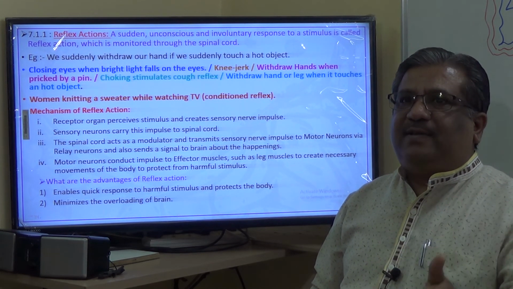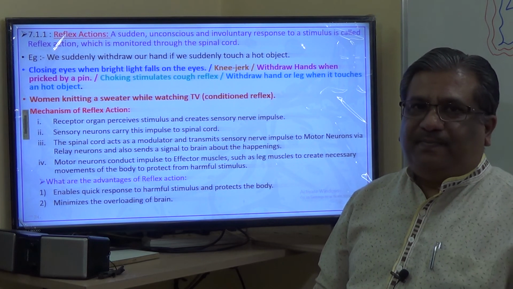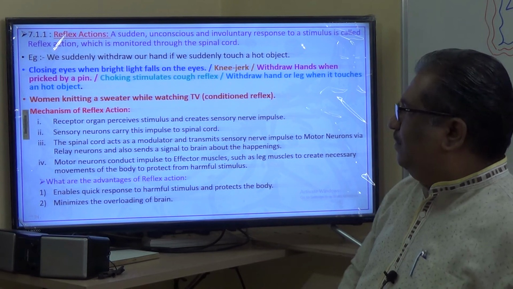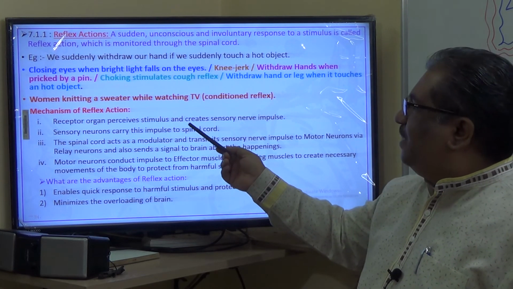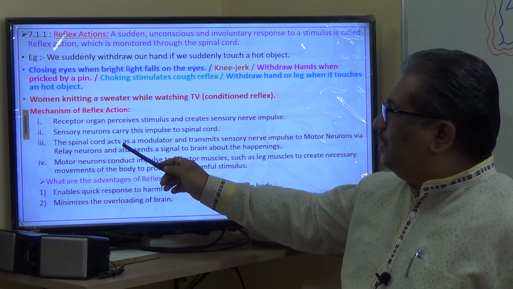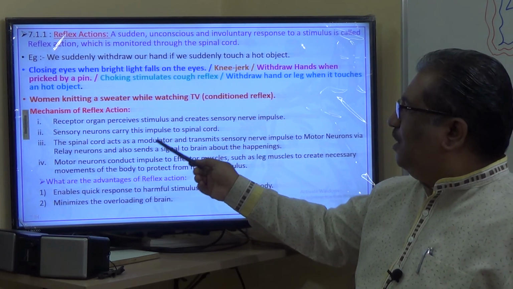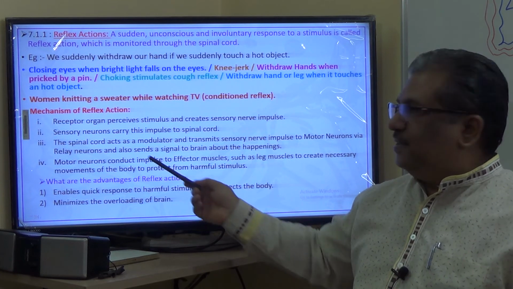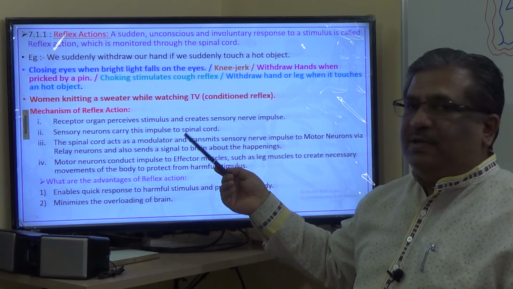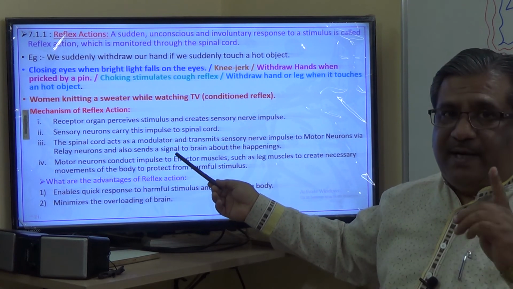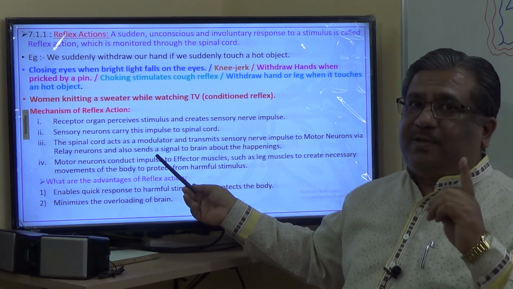Receptor gathers the information. That's the first point. The receptor gathers the information and it creates a sensory impulse. The sensory neurons carry this impulse to the spinal cord. You got it? The sensory impulse is then transmitted to the spinal cord. The spinal cord acts as a modulator. Very important. These are all textbook sentences.